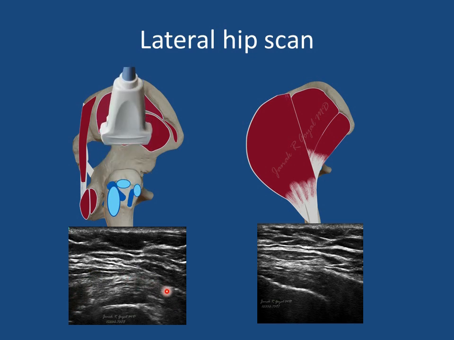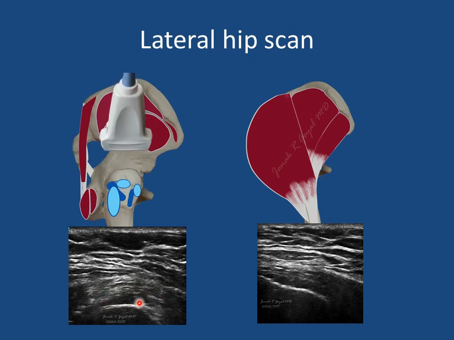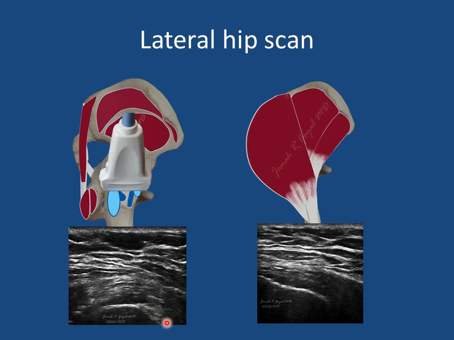Now deep to the ITB, what you're looking at on the lateral aspect is the gluteus medius. Here this person seems to have a subgluteus medius bursa, and on the anterior facet of the greater trochanter, here is the attachment of your gluteus minimus muscle.